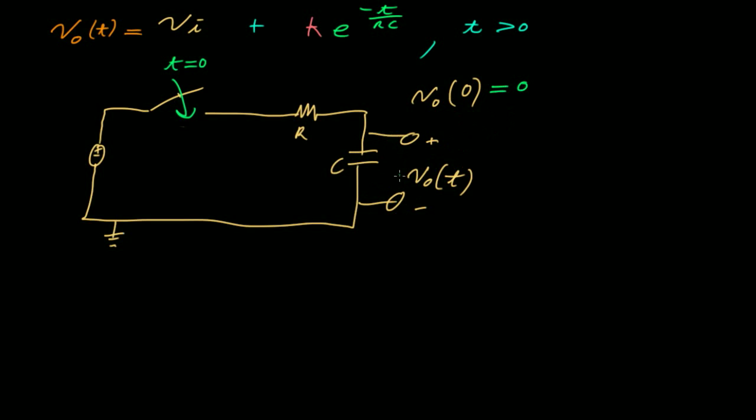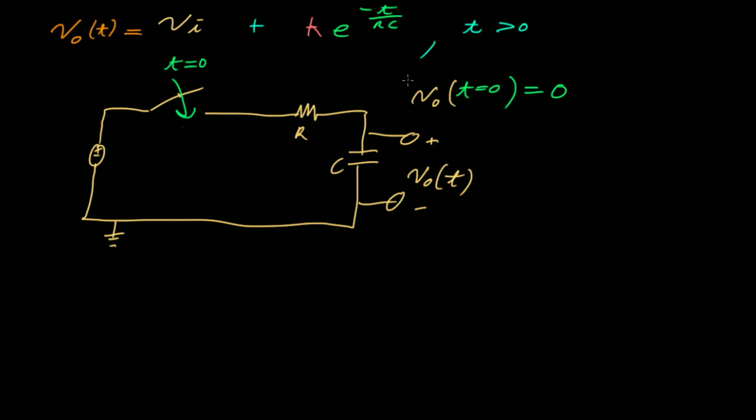If I had completely discharged this capacitor before building this circuit, I would have no voltage difference across my capacitor. My V out at time t equals 0, let me even write that in explicitly, is just going to be equal to 0. We are going to have 0 volts across our capacitor at time t equals 0.